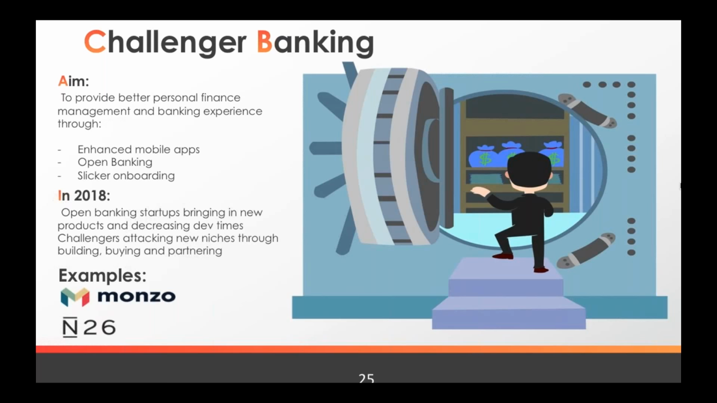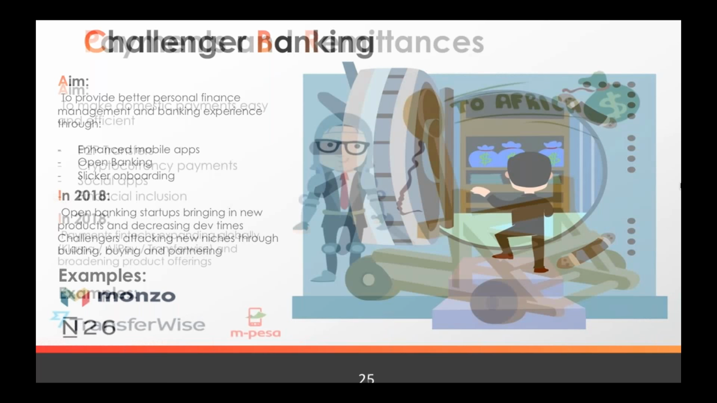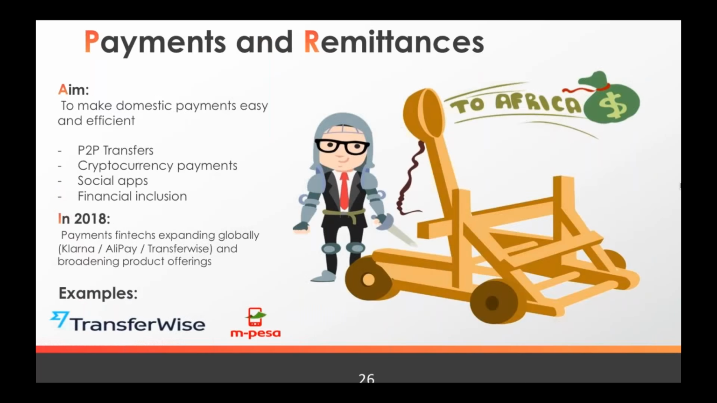Now, following that, payments and remittances. This is quite a huge category, and it's been disrupted quite a lot already. This is about sending money in different ways, and basically how to make payments cheaper and how to increase financial inclusion as well. A good example of a company, one of the unicorns I mentioned before, is TransferWise.